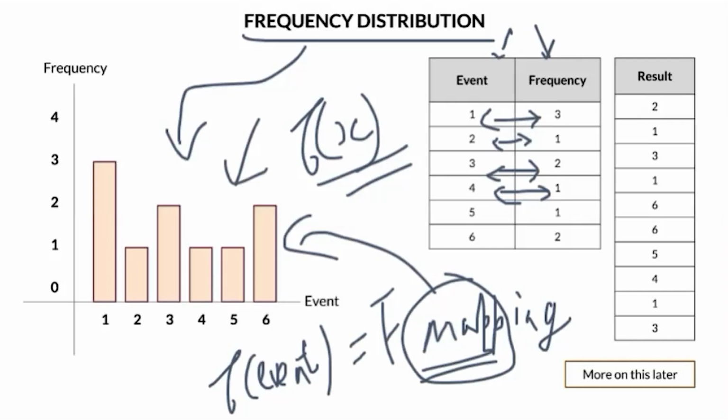For this experiment, you can see the frequency distribution here on the left side. 1 has a frequency of 3, 2 has a frequency of 1, 3 has a frequency of 2, 4 has a frequency of 1, and so on. We'll come back to this a bit later.